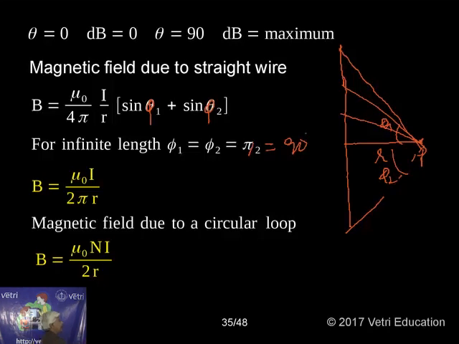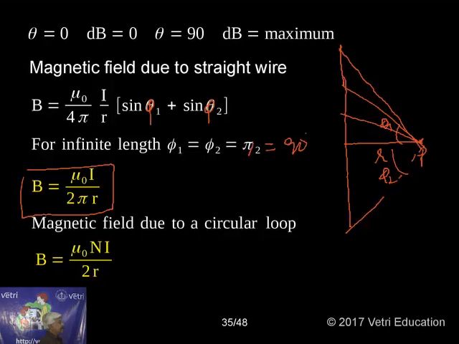This is an important formula. You have to keep it in your mind. What is the magnetic field due to an infinitely long straight conductor carrying current? If the problem is asked, you have to use this formula: B is equal to mu naught I by 2 pi r. That is the thing we have to understand.